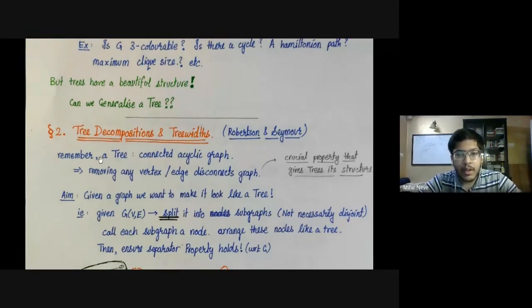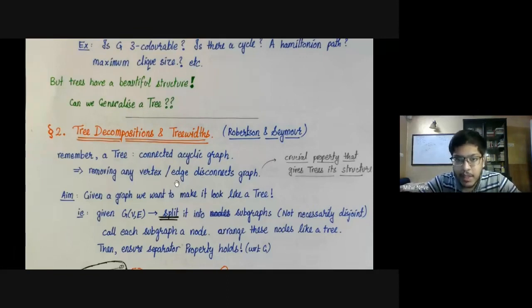So now remember what a tree is. A tree is simply a connected acyclic graph. What is the key feature of a tree? Because it is a connected acyclic graph, it is made up of one component, but if I remove any vertex or if I remove any edge, then the graph will become disconnected into some number of parts. We don't know how many, but it will simply get disconnected.